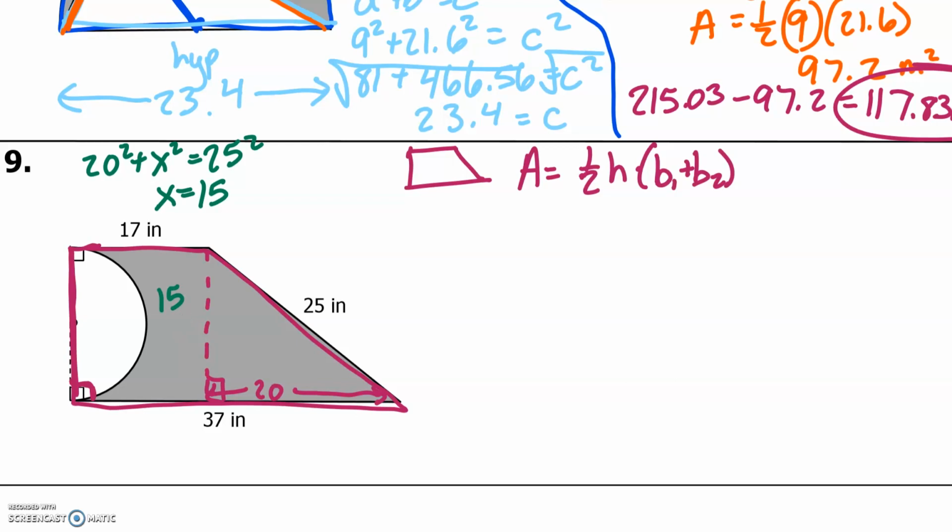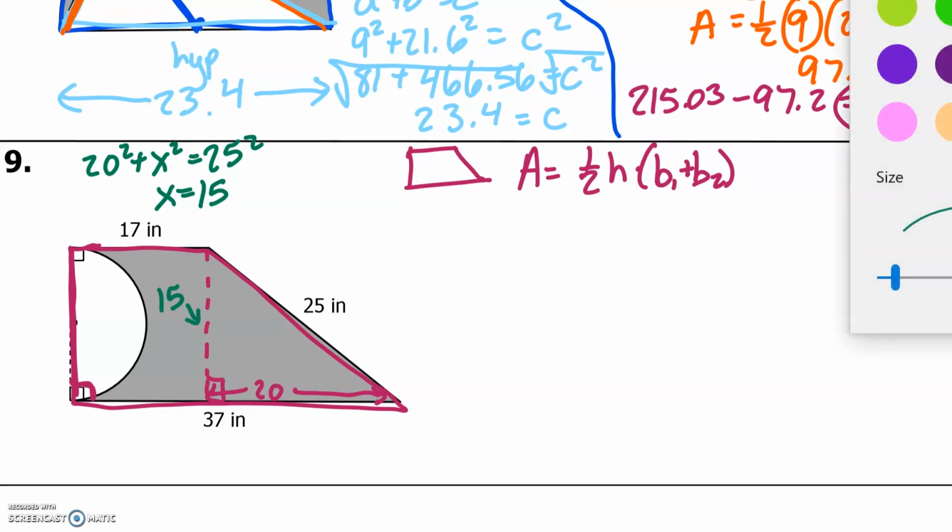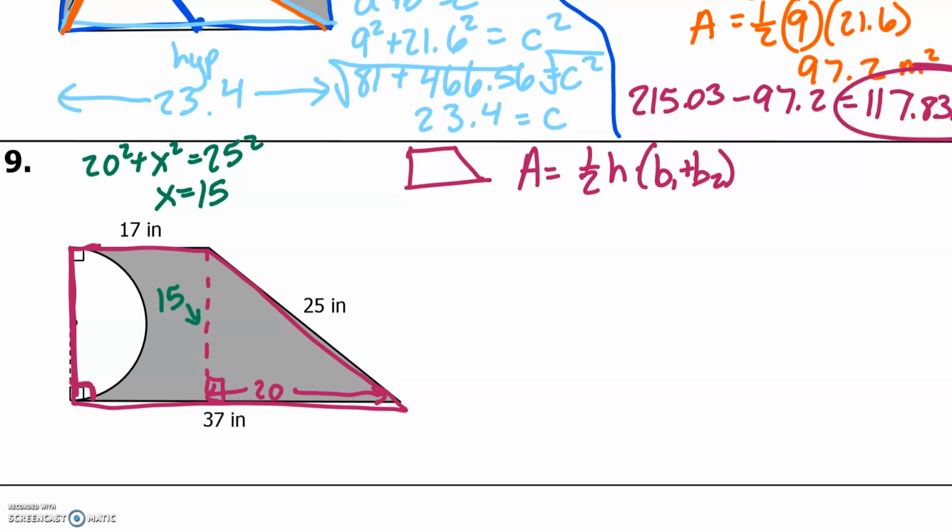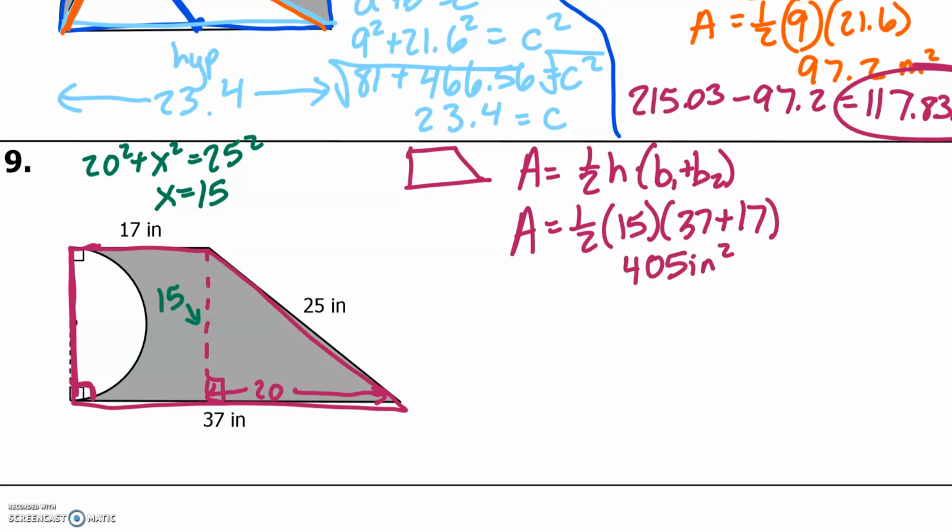And then once we know that height, we can substitute back into our formula the different components of this trapezoid. So the area equals 1/2 times the height, which is 15, times the sum of the two bases. Adding these together and multiplying by 15 times 1/2 is going to give you 405 inches squared, and that's the area of the trapezoid itself.